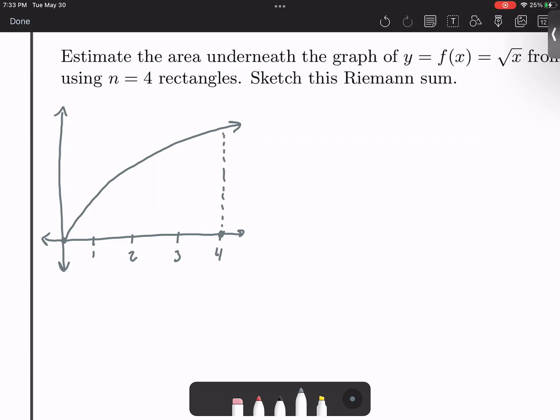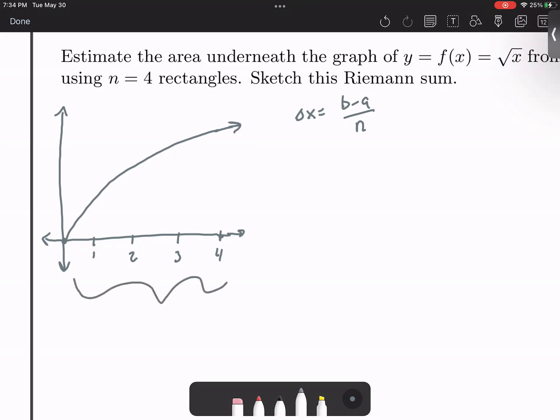And I'm going to use rectangles to do this. So it specifies that I need to use a right-hand Riemann sum. You can use a left hand if you want to. Really, any Riemann sum is going to give you an approximation. So let's figure out how wide each rectangle needs to be. I'm going to take my interval and divide it by how many rectangles I need to squeeze in that interval.